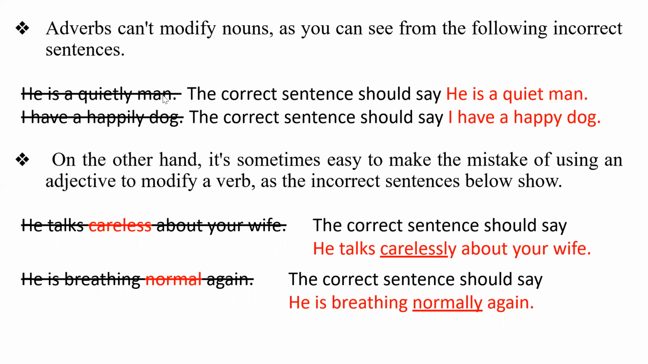That is not correct. I have a happily dog. Happily here is an adverb, and dog is a noun. This is not correct. So in order to write the correct one, let's see the red one here.